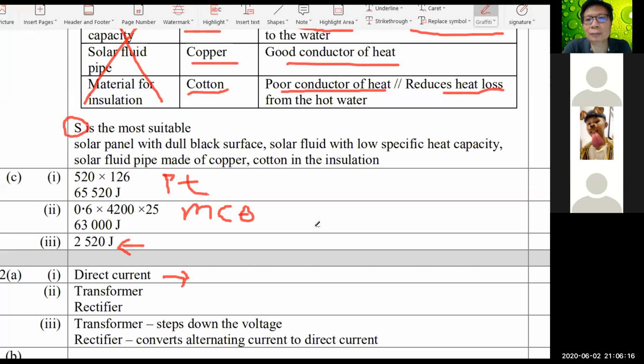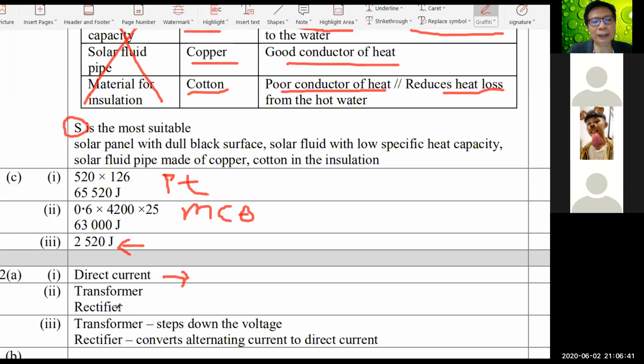Okay. So write down already. Don't just say direct current. You must say direct current is a current flow in one direction. Only flow one direction is called direct current. Then the two devices are one is transformer, the other one is rectifier. Don't worry, we're going to study this later.